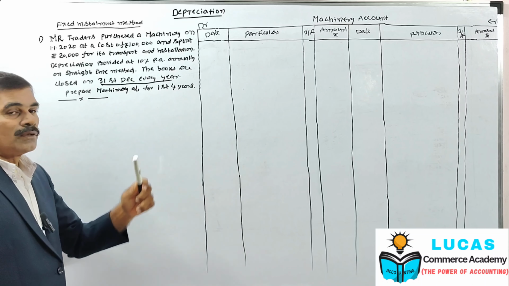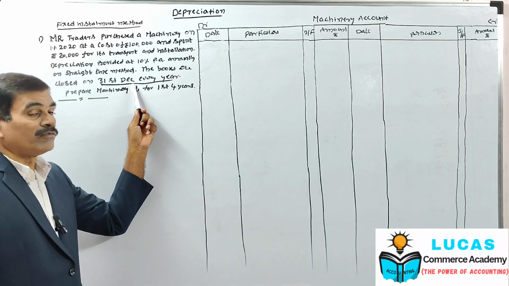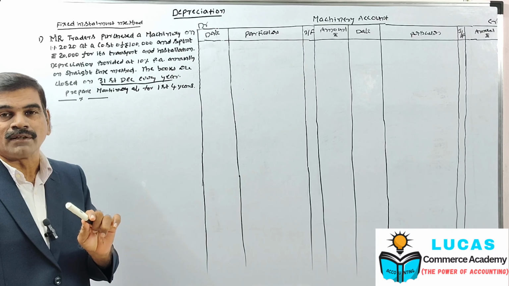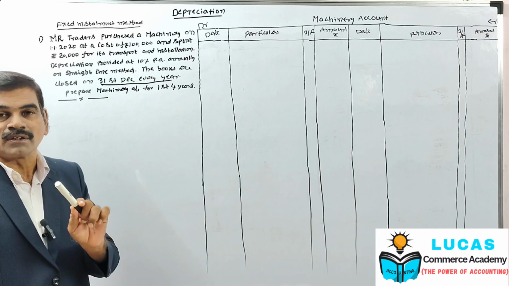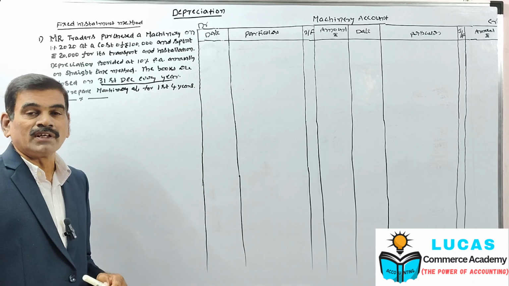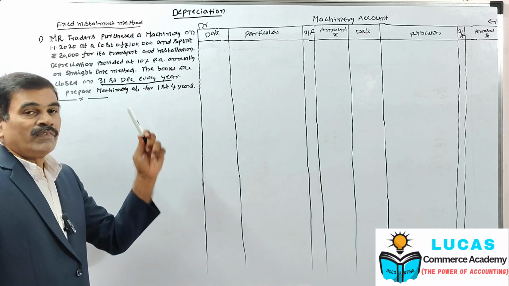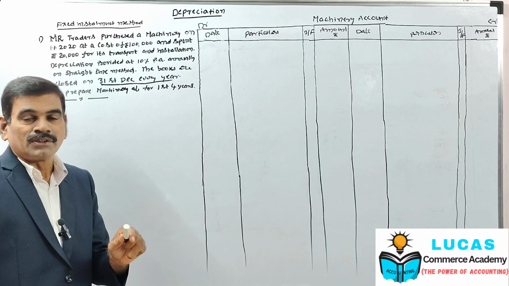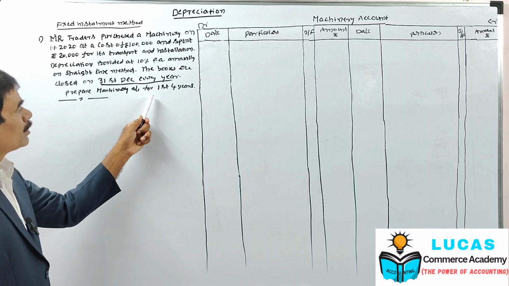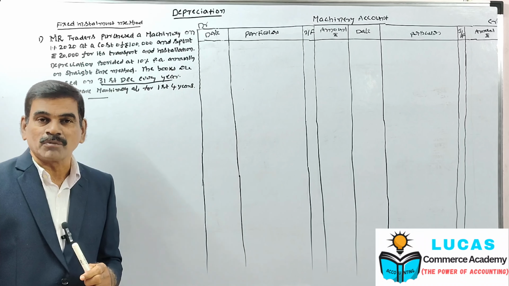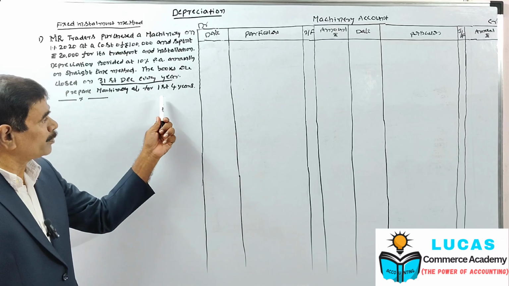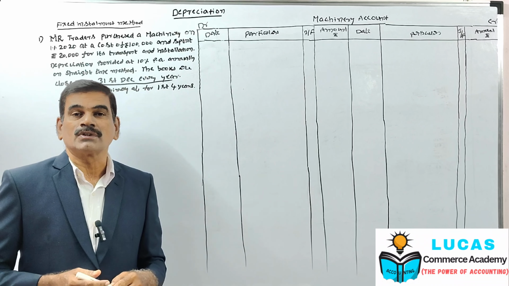The books are closed on 31st December every year. This is very important. First you scan the problem, then you decide when the books are closed. That is the very important date. Here books are closed on 31st December every year, which means every accounting year starts with January 1st and ends with 31st December. Then prepare the machinery account for the first 4 years. We are asked to prepare the machinery account for the first 4 years.